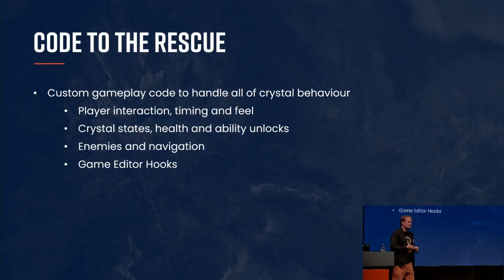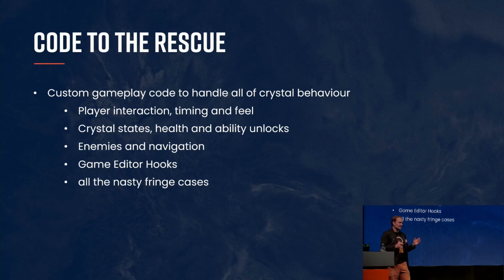And that really then brought us out of scripting land. We had custom gameplay code, so we had a gameplay coder on the team who just implemented all of the things that were needed: player interaction, timing and feel. There's different states, like a state machine for the crystal, but also how do enemies interact with them?